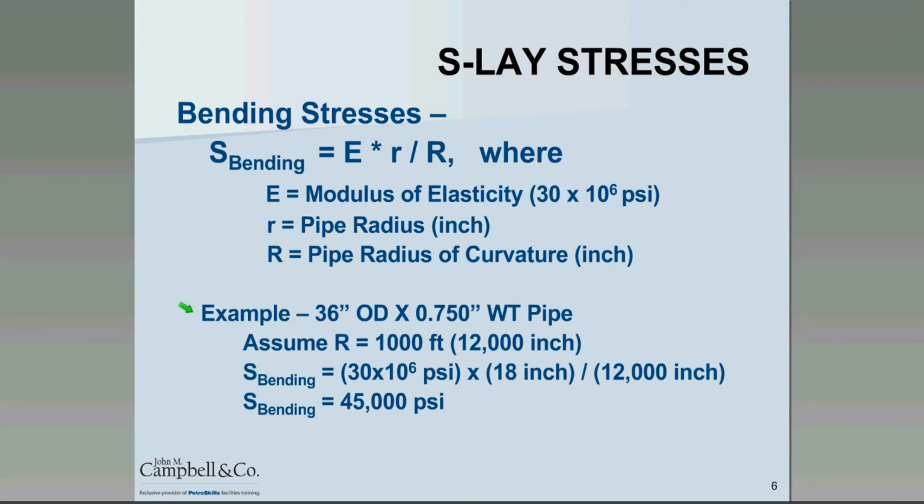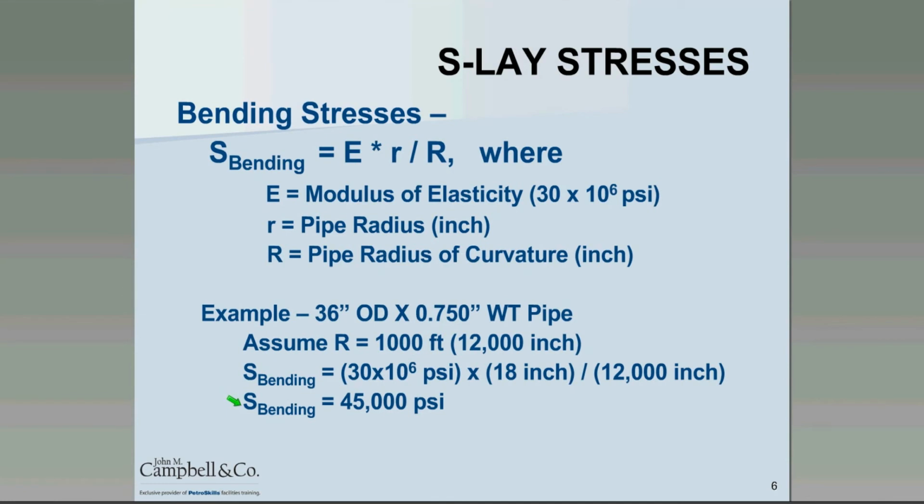All right. Now, we're going to make some assumptions here in our example. Again, we're going to use a 36-inch diameter pipe. It's going to have a 0.750 wall thickness. We're going to assume a radius of about 1,000 feet. Keeping all the units consistent in pounds and inches, we can do the mathematics, and we come up with the answer that the stress due to bending is about 45,000 psi.